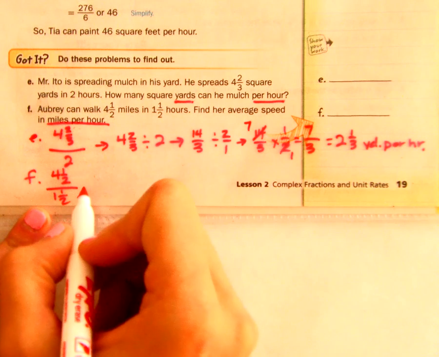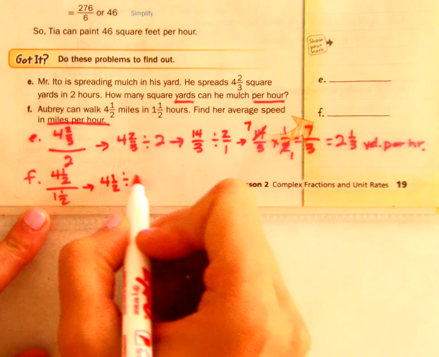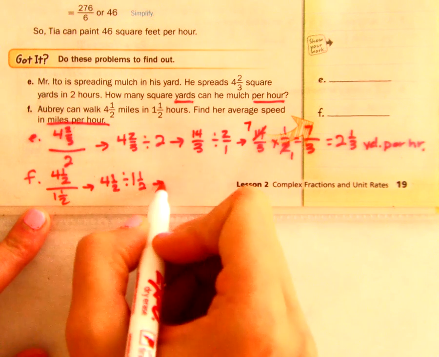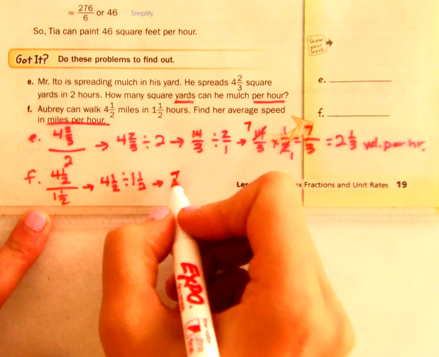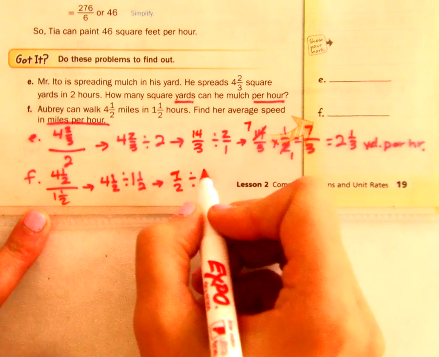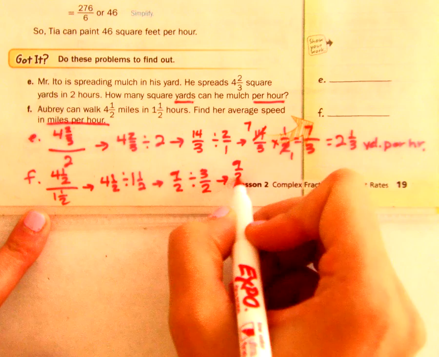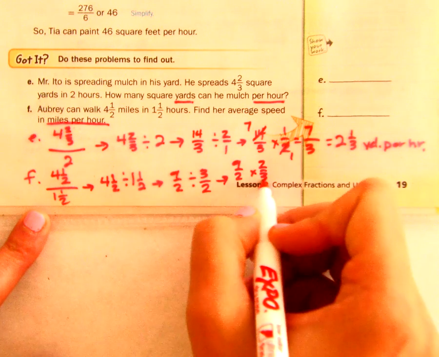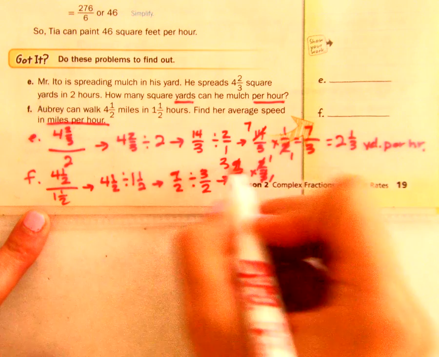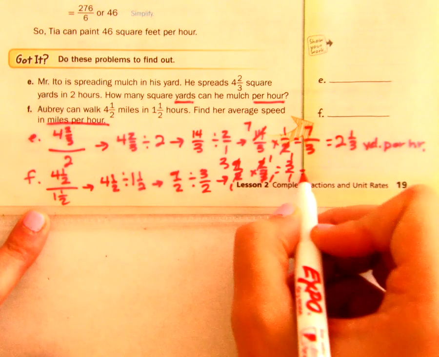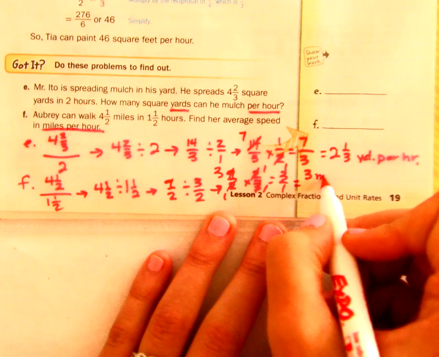Again, when I simplify a complex fraction, I take numerator divided by denominator. I need to make my mixed numbers improper fractions. So 4.5 would become 9/2. And then 1 1/2 would be 3/2. When I divide, I multiply by the reciprocal. So 9/2 times 2/3. Again, we can cross simplify, and you don't have to. And then I multiply straight across. I simplify it down to 3. So Aubrey can walk 3 miles per hour.